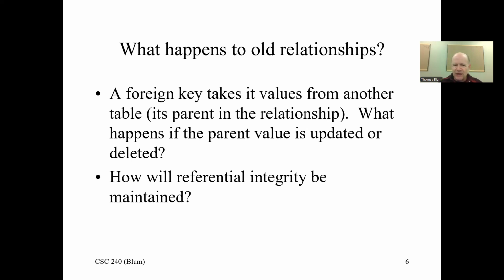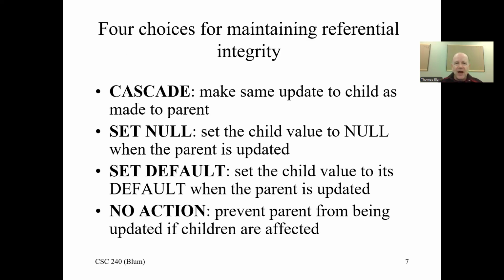What should we do? We want to maintain referential integrity. So we certainly want to maintain it. And then the question is, how? And there are different possibilities here. One of them is to cascade, whatever we did to one, we do to the other. Or we can set to null.